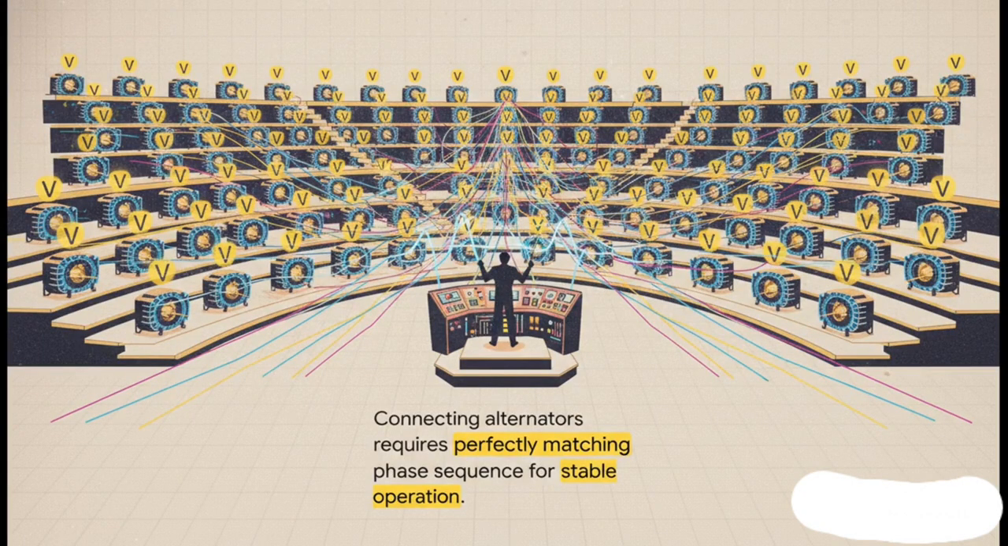Honestly, the best way to think of it is like the power grid is a continent-sized orchestra. Every single alternator has to play in the exact same key. That's the voltage. They have to play at the exact same tempo. That's the frequency. And they have to be in perfect rhythmic time. That's the phase. It's this beautiful, incredibly high-stakes dance of precision engineering.